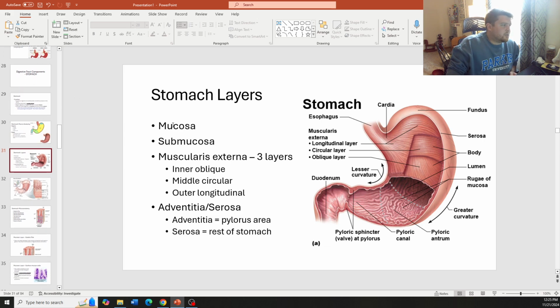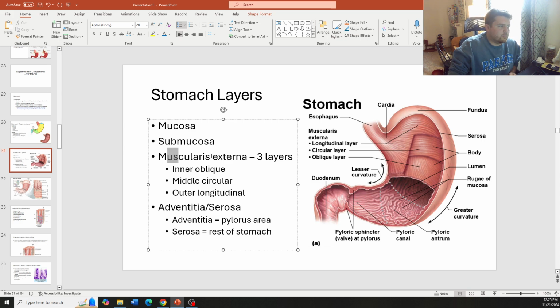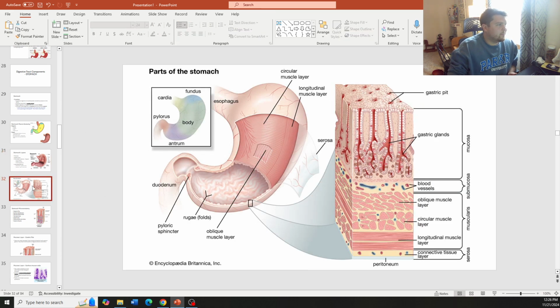Here are our 4 layers. We have mucosa, submucosa, and our muscularis externa. We have 3 layers here. Typically, we have a circular and a longitudinal layer. We have an extra layer in the stomach known as the inner oblique layer of muscles, and then also our adventitia and serosa. Here's just another picture showing all the different parts of our stomach, the rugae, as well as the mucosa, submucosa, muscularis, and serosa, just giving us an idea of what these look like.